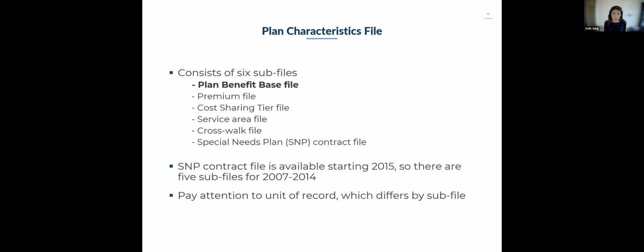Oftentimes, if you are simply interested in plan type and benefit design, that's all in this benefit base file. When you use these sub-files, please pay attention to the unit of record. The linking or merging variables really change by sub-file, whether you need to do a one-to-one merge, one-to-many merge, or sometimes many-to-many merge. Pay attention, otherwise the data will probably look odd when you get some numbers afterwards. So first, let's look at what's in the benefit base file.